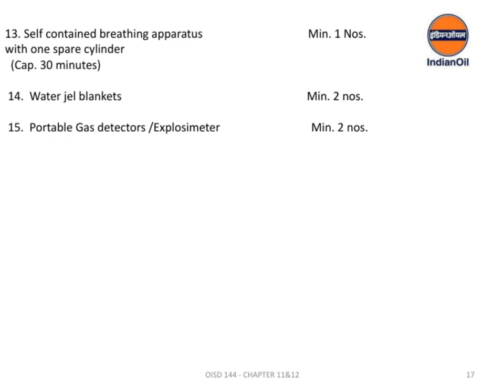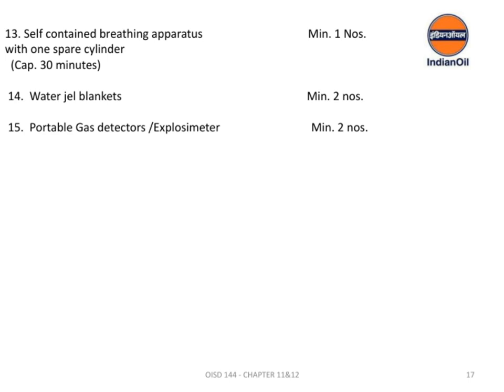Now, let's move on to some critical safety equipment as outlined in OISD 144, Chapters 11 and 12. First, we have the self-contained breathing apparatus, or SCBA. It's essential to have at least one unit available, along with a spare cylinder. The capacity of these units is typically around 30 minutes, which is crucial for ensuring safety during emergency situations.